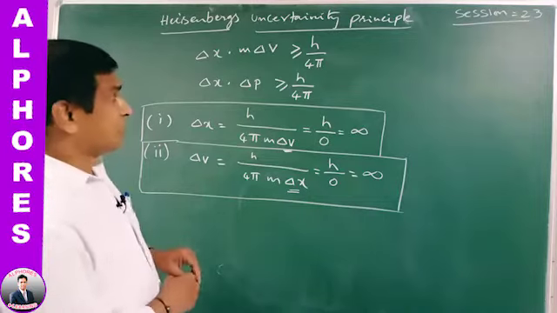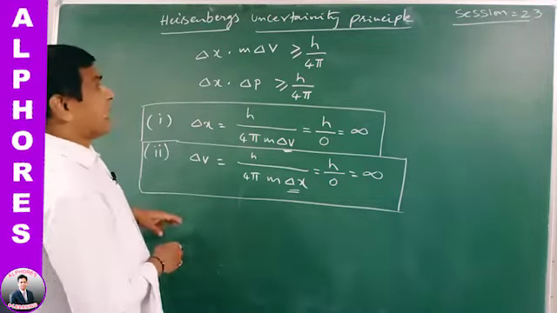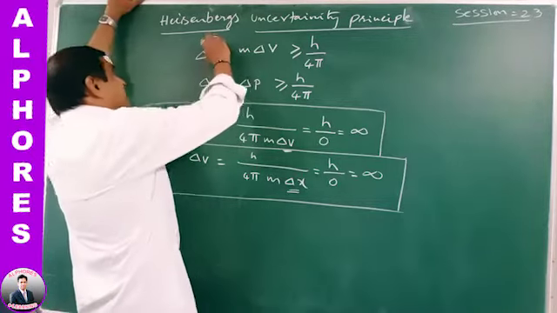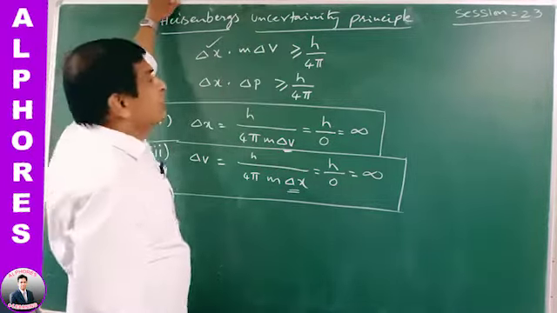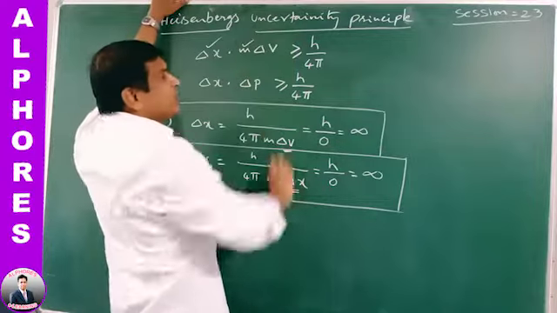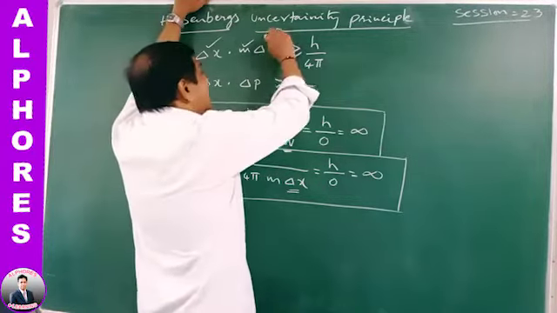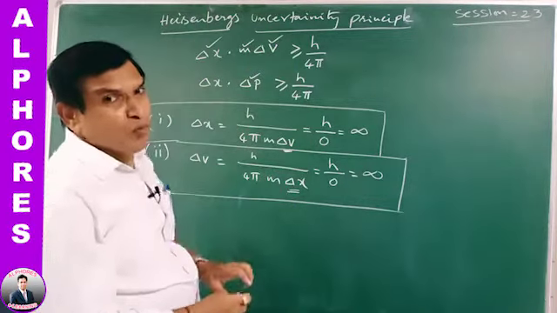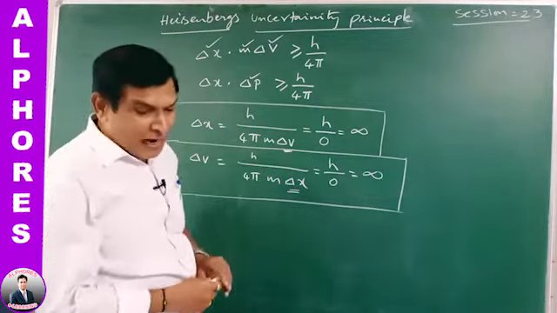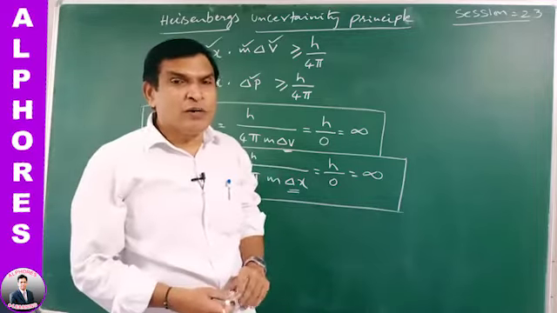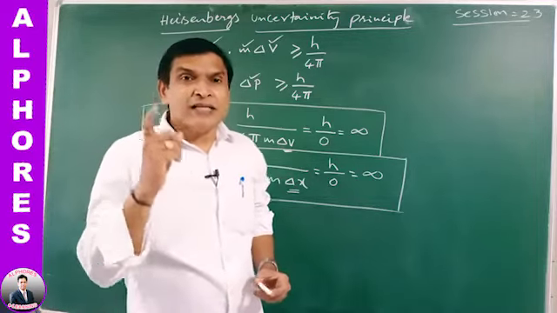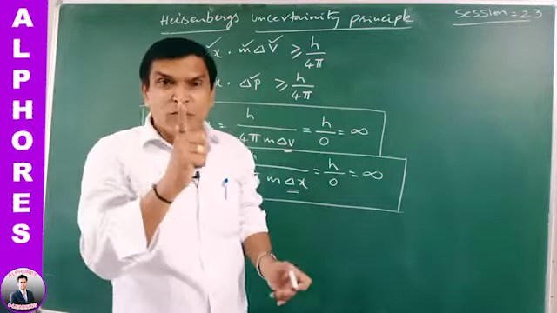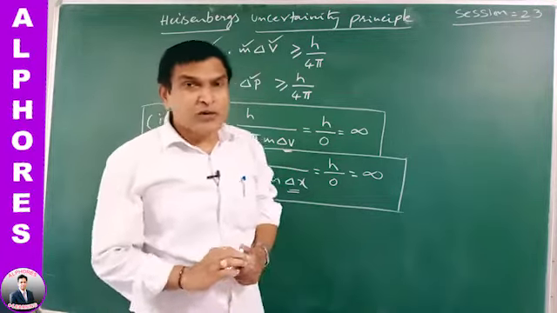Now, what are the quantities we can calculate by using Heisenberg's uncertainty principle? We can calculate the uncertainty in the position, the mass of the particle, the uncertainty in the velocity, and delta p, that is the change in momentum. One more important point: remember Heisenberg's uncertainty principle is contradictory to Bohr's atomic model. Very important.